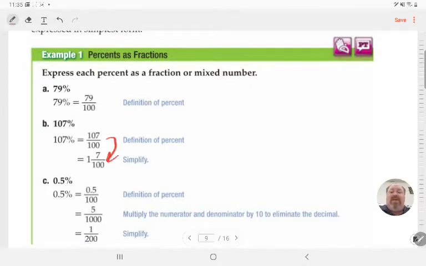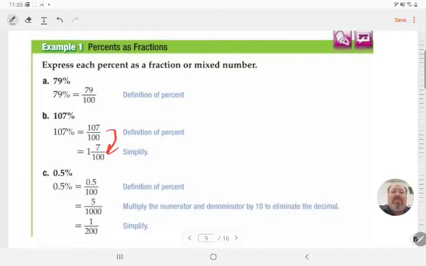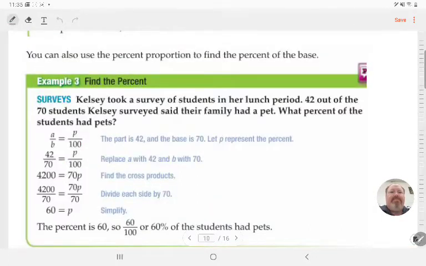Even if your percent is a decimal, like 0.5%, it would be 0.5 over 100. Now remember, we want to get rid of that decimal, so all we have to do is multiply by 10. And when we multiply times 10 on the top, we would have to multiply by 10 on the bottom, and that gets me 5 over 1,000, and then just simplify down to 1 over 200. Pretty easy. All right.